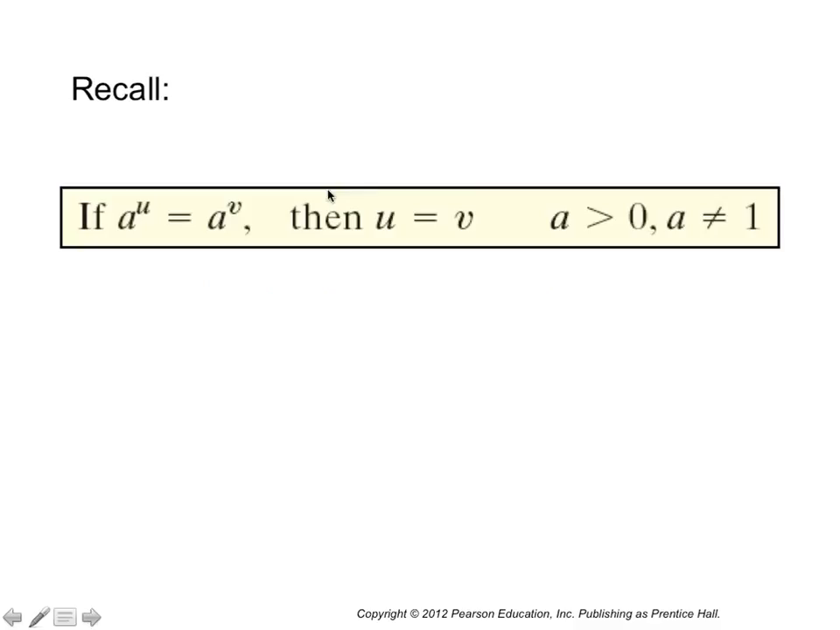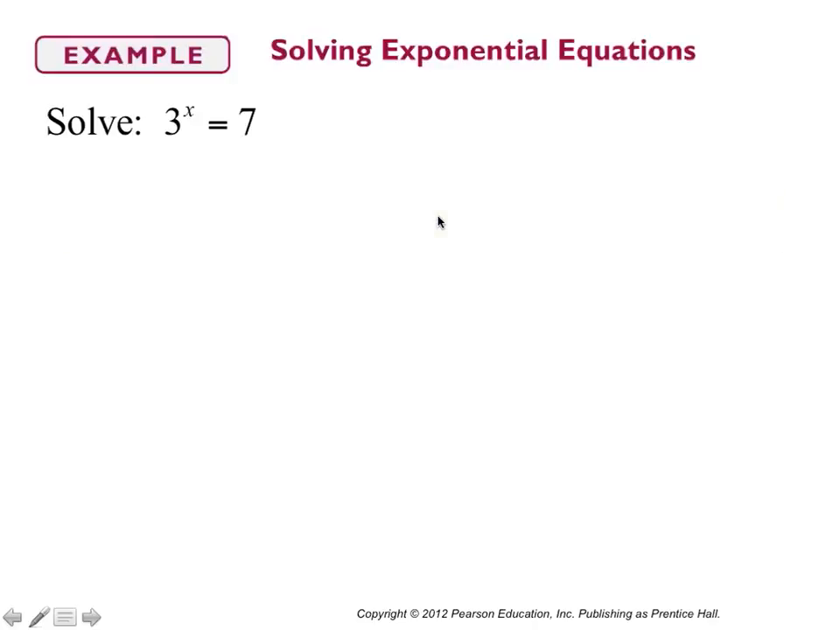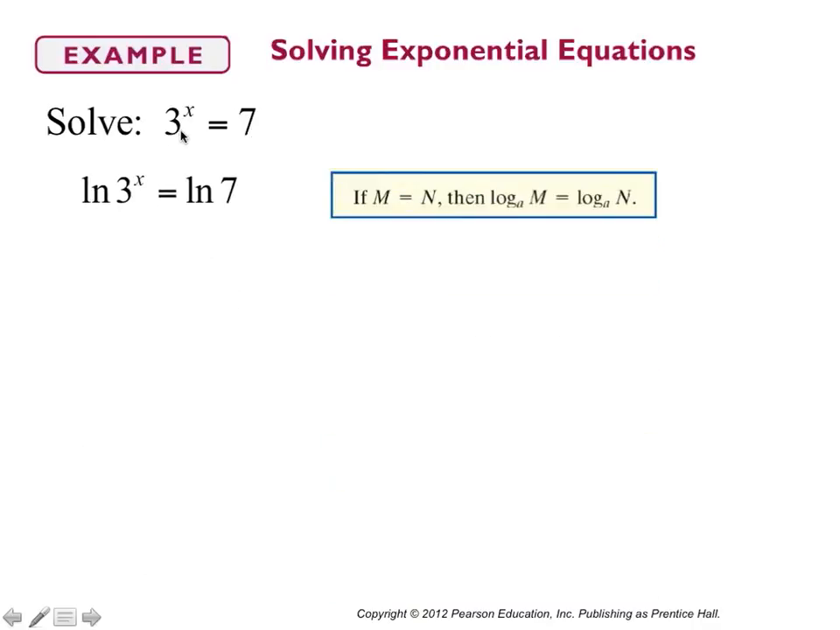Okay, now let's solve some exponential equations. Now, it's important that you know that if you have a to the u power equal to a to the v power, then you can, again, kind of like the logarithms, you can ignore the bases here and just say that u equals v. So let's say we have something like this, 3 to the x power equals 7. So what we need to do is take natural log of both sides, and what that actually allows us to do is get this x out of the exponent.